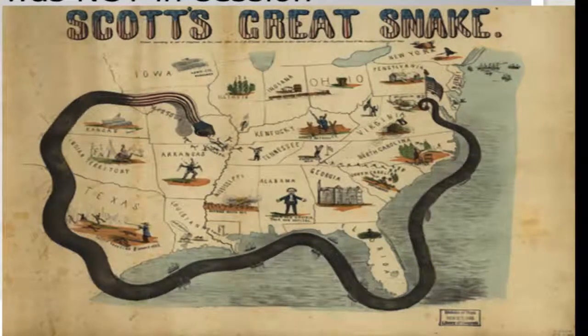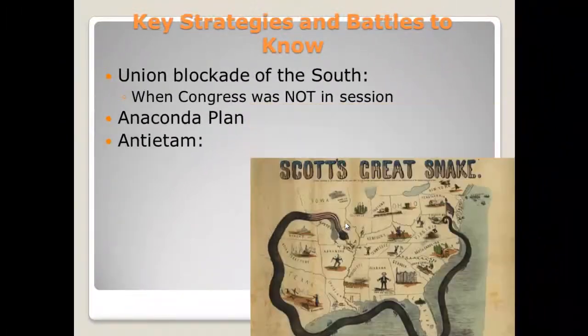And you see that this, again, is the idea of a blockade. And it kind of takes the shape of a snake. So if you follow the snake around, you'll see that it's blockading all of the Atlantic Ocean and the Gulf of Mexico, and then it will come up and cut down the Mississippi River, which would essentially cut the South in two. So it's a way to economically hurt the South during the war.